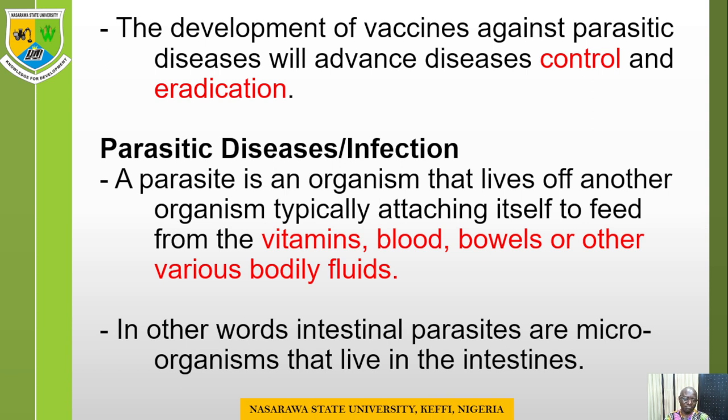What is a parasite? By its definition, we say it's an organism that lives off another organism, typically attaching itself to feed from the vitamins, blood, bowels, or other various bodily fluids. That's a parasite. A parasite lives a luxuriant life. It is a master of an individual, a big man in an individual, that will only sit and wait for you to feed it. If you don't feed it, in other words, you are harmed, and it might lead you to death.